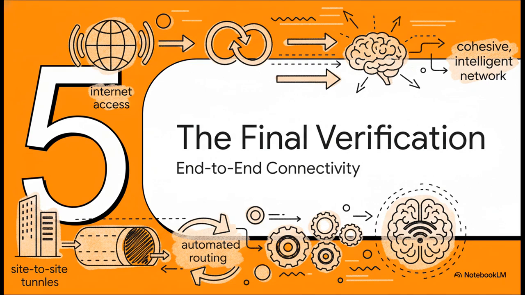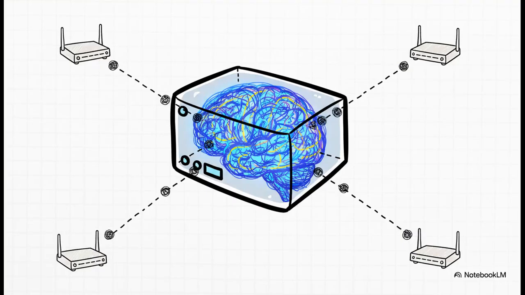All right, let's move to our final verification. We've put all the pieces in place: internet access, site-to-site tunnels, and automated routing. Now it's time to see if we have one cohesive, intelligent end-to-end network. To do that, we have to look inside the brain of the router, its routing table. This table holds all the best paths to all the destinations it knows about, and it should now be filled with all that great information it learned from its OSPF neighbors.